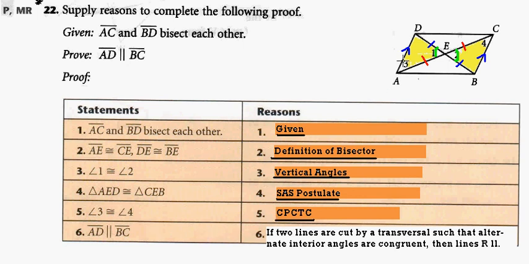And finally, we see that AD is parallel to BC because if two lines are cut by a transversal such that alternate interior angles are congruent, then the lines are parallel. And we're done.